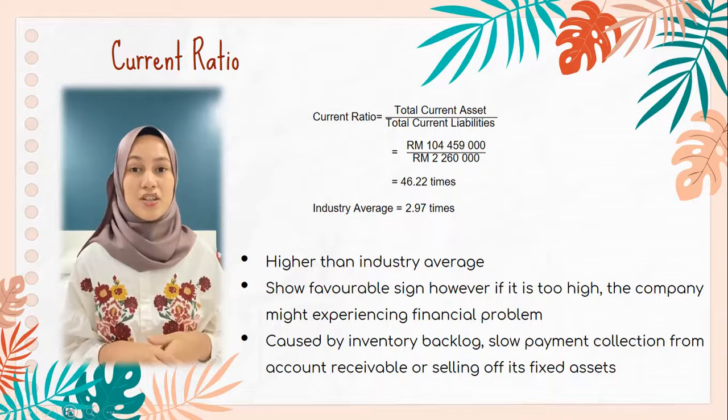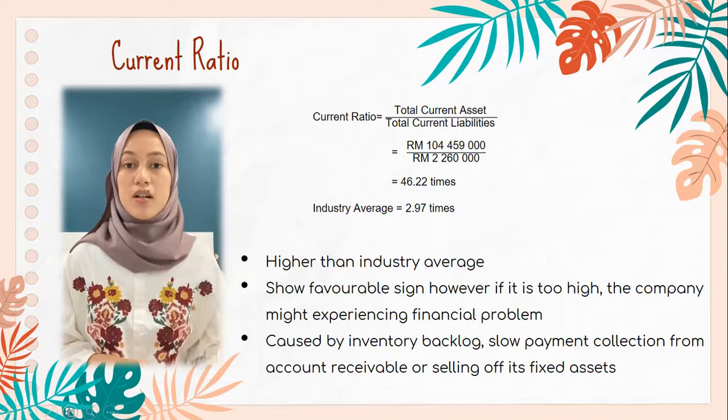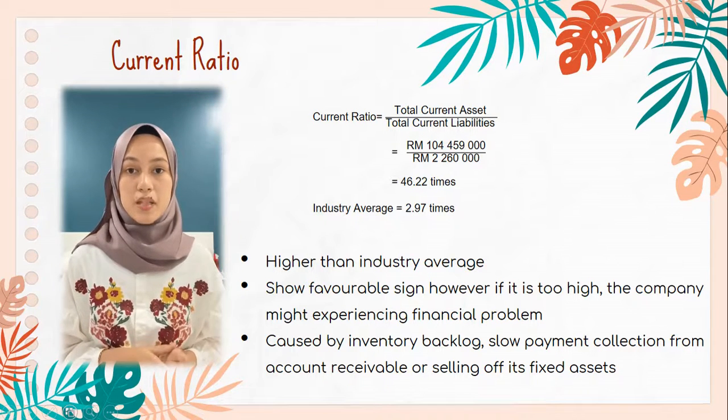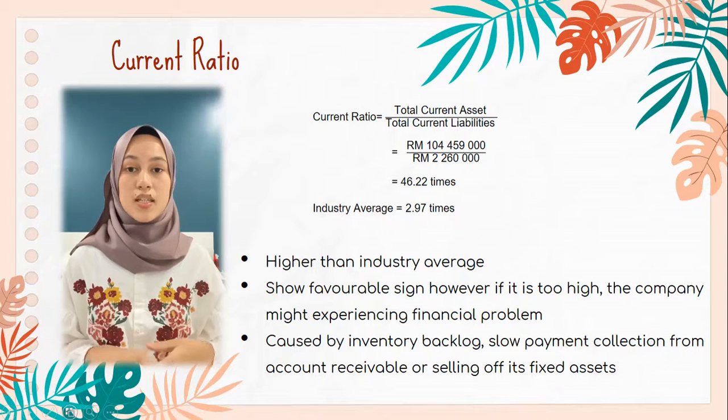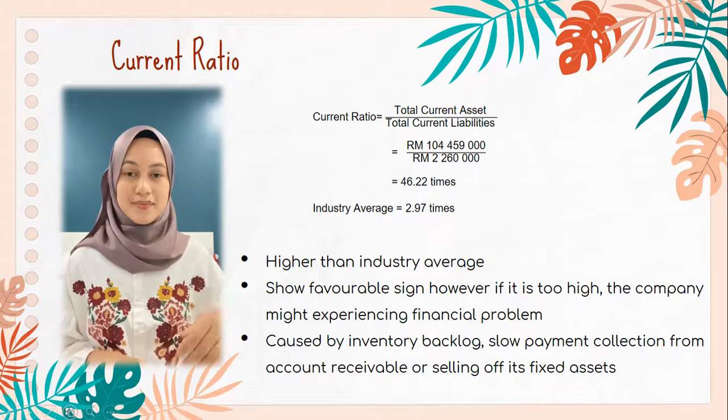However, if the current ratio is more than 2, the company has a possibility to experience a financial problem. The possible cause of the high current ratio is probably because of the inventory backlog. Besides, the company might also be experiencing slow payment from the account receivables. Other than that, it is also possible for this company to sell its fixed asset to other companies, which caused the current asset to rise abruptly as compared to other companies in the same industry.